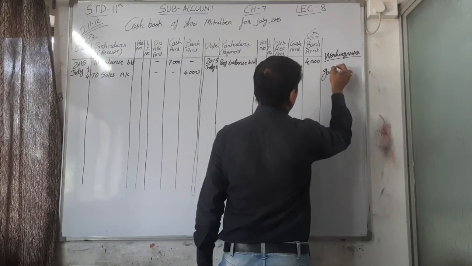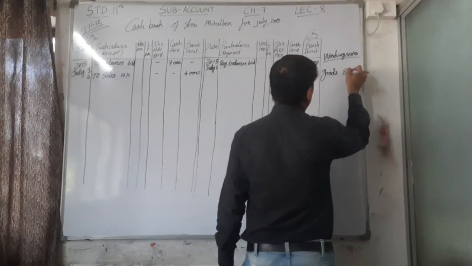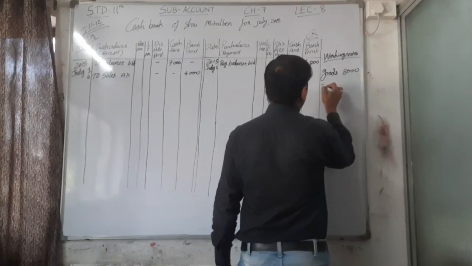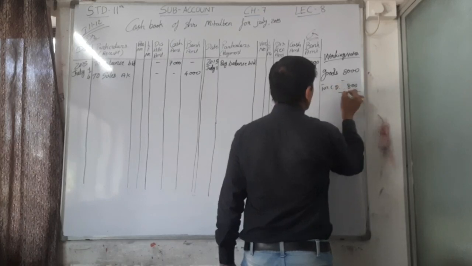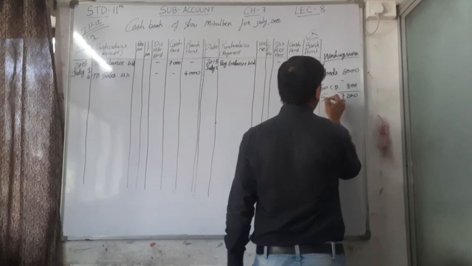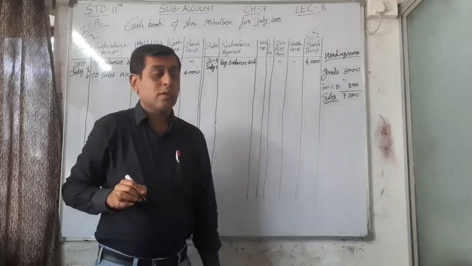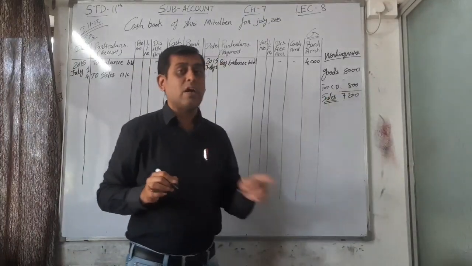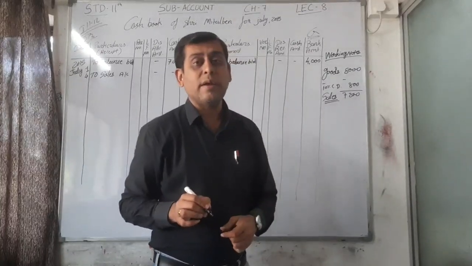Goods of rupees 8,000 sold at 10% cash discount. So the net amount received, that is recorded to sales account, is 7,200. It is a discount. We have to write down the discount in the discount column and sales in the remaining column.